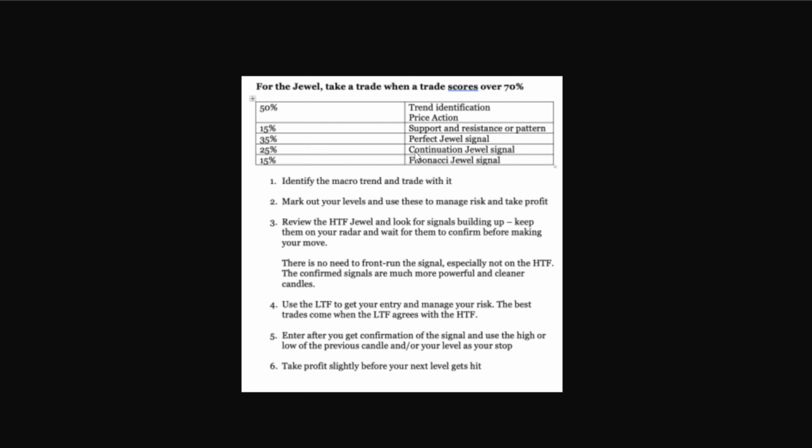We can switch to a lower term time frame, of course, to get our entry and manage our risk. The best trades come when the low term time frame agrees with the higher term time frame, which is precisely the essence of the jewel, which is using these slower moving oscillators in conjunction with our fast one, which gives us a look at that higher term time frame momentum. But of course, even just going to other time frames is going to exponentially reinforce that behavior anyways. So from there, we will enter after we get our confirmation of the signal and use the high or low of the previous candle as your stop.